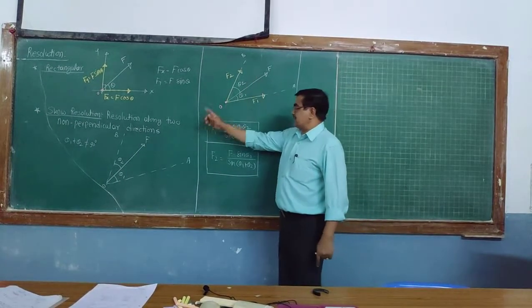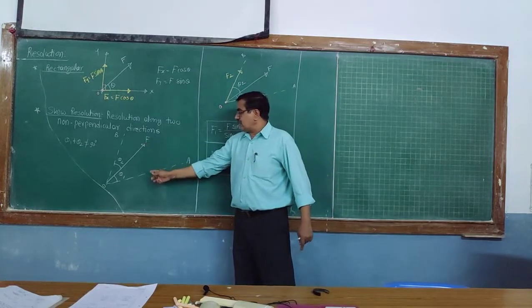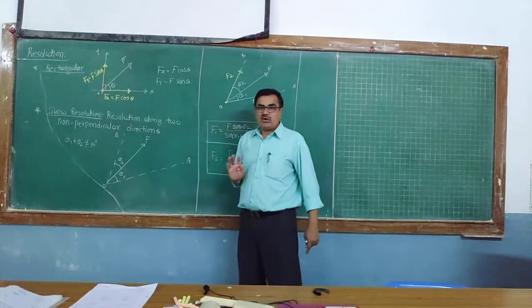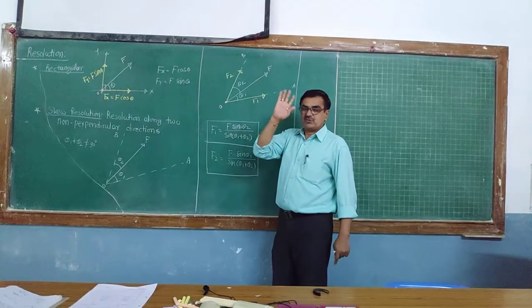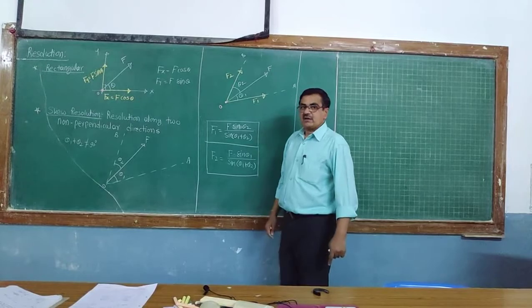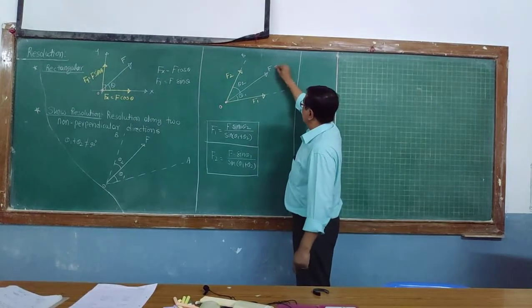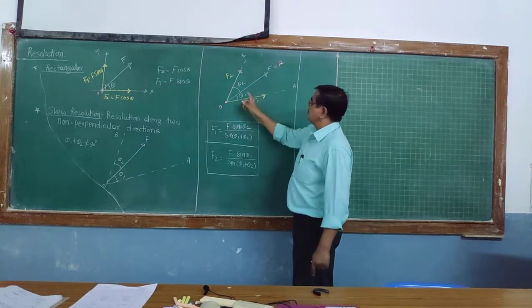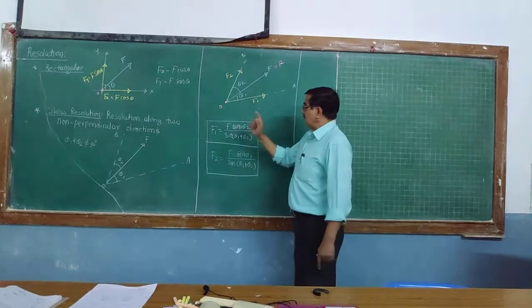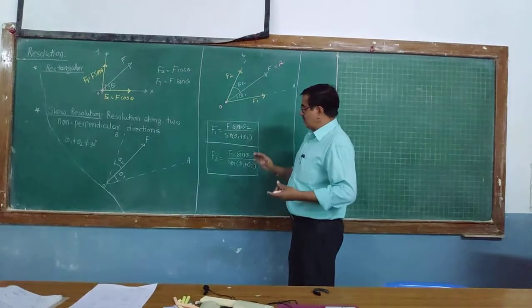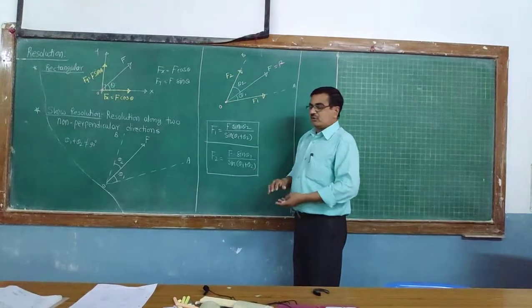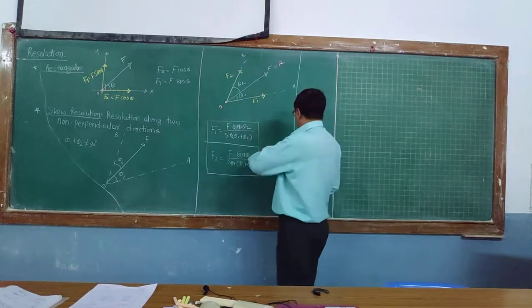So a force can be resolved along its components F1 and F2, or F1 and F2 can be combined into a single force, that force can be called the resultant. So here this single force is nothing but the resultant of F1 and F2, or F1 and F2 are components of this single force. So here we will use triangle law to derive these two equations. How can it be used?